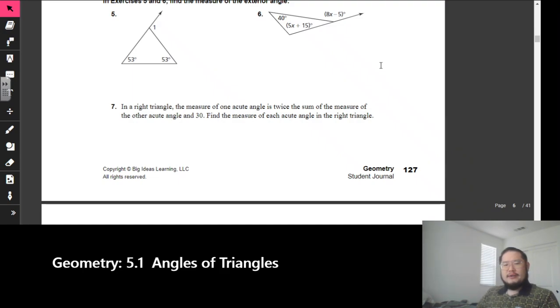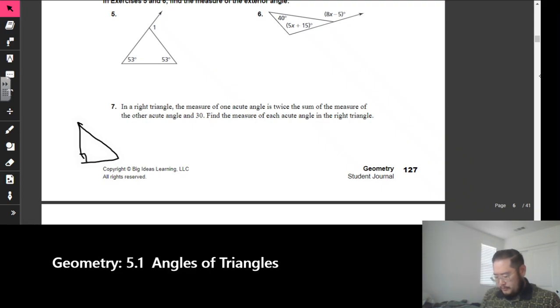It says in a right triangle, the measure of one acute angle is twice the sum of the measures of the other acute angle and 30. Alright, so what does all this mean? If I have my triangle right here, it says one of the measures is twice the sum of the measure of the other one. Twice the measure, okay? That means 2 times the amount. Now it says 2 times the amount of what? The sum of one of the angles, and 30.